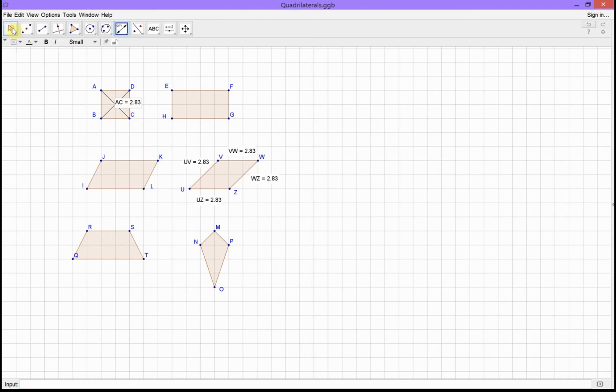Now that's kind of in the way, so I'm going to use the pointer tool and I'm going to try to pull it up here. So A to C is 2.83 centimeters. Let's go back to measuring the length. Let's see if BD is equal. It is. BD is also 2.83. So the diagonals here are equal and the diagonals bisect each other. So that's 2 important things about the diagonals of a square.